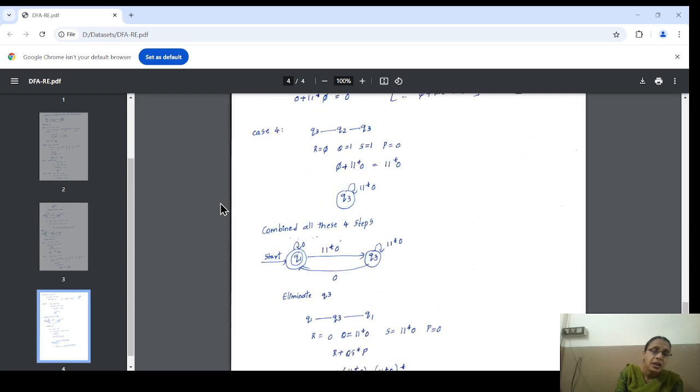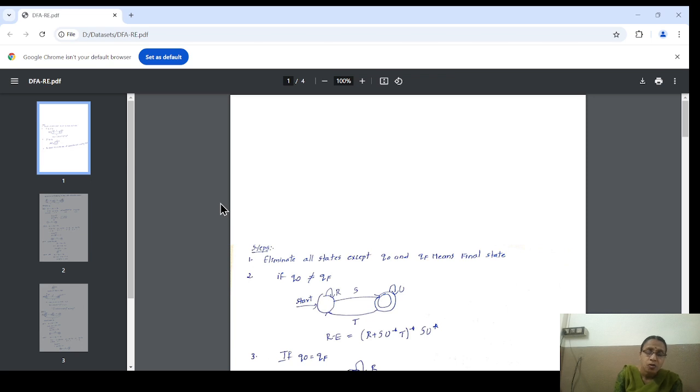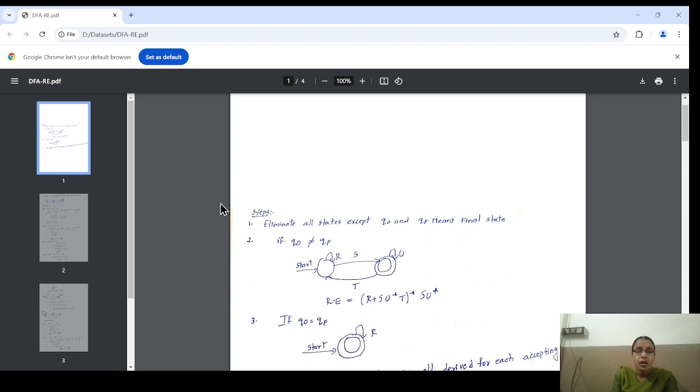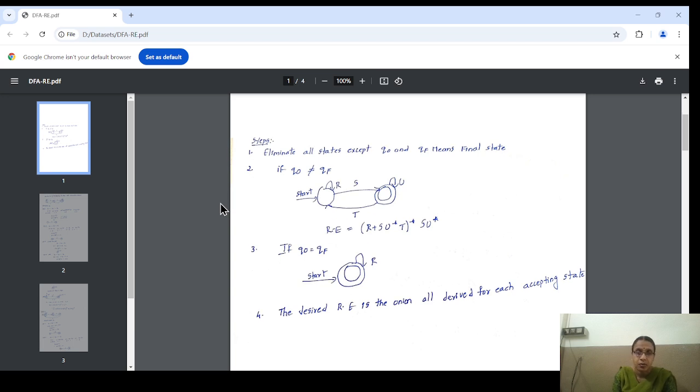So to convert DFA to regular expressions, we have to follow these steps. The first step is we have to eliminate all the intermediate states between the start state and final states. If Q naught is not equal to QF, then we get the regular expression R plus S into U star into T whole star S into U star. If Q naught equals QF, we get only a single state and the state has the self-loop. The desired regular expression is the sum of all expressions derived for each accepting state.